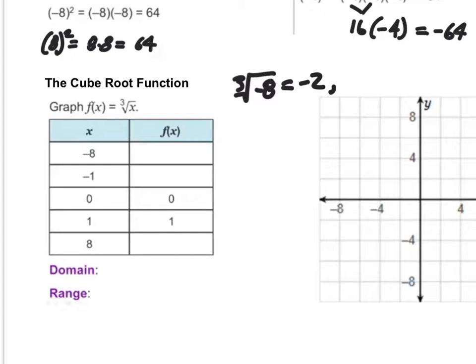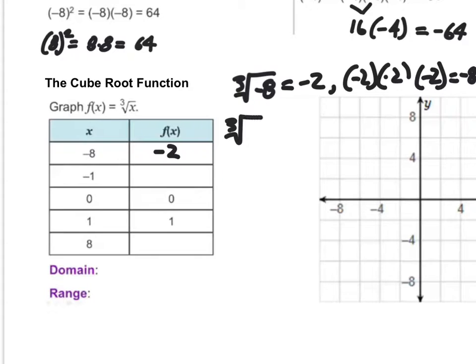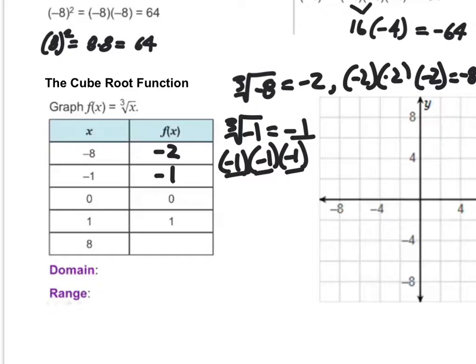The reason why is because if I take negative 2 times negative 2 times negative 2, that's going to give me negative 8. So this value here is negative 2. What about the cube root of negative 1? Some number multiplied by itself 3 times to give you negative 1, and that answer is going to be negative 1. The reason why: negative 1 times negative 1 gives you positive 1, times another negative gives you a negative 1. So this is negative 1.